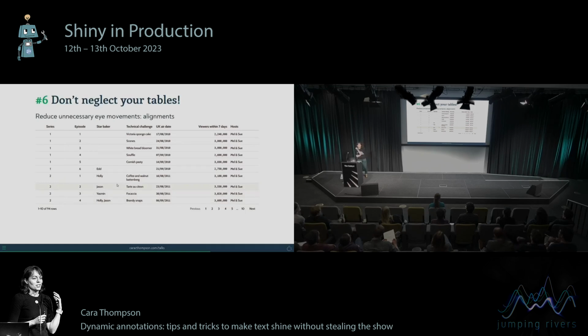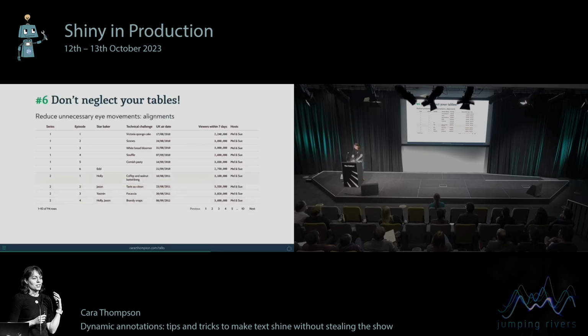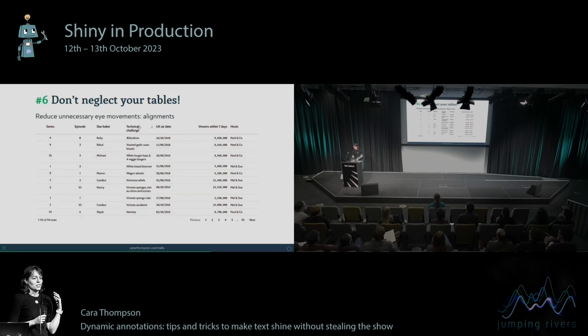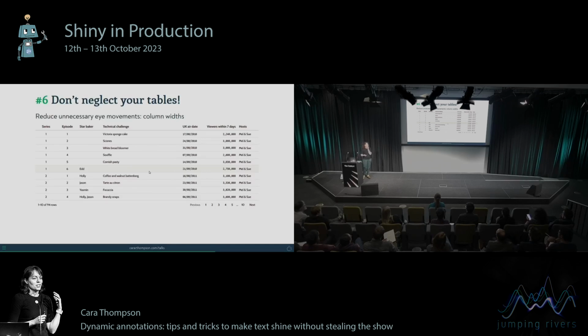Reduce unnecessary eye movements by aligning your text. Avoid wrapping stuff so that all the rows are the same. So if you have a look here, we can see that the coffee and walnut Battenberg takes up quite a lot of space in the table. And if we rearrange stuff, we've got row heights that keep varying. And again, that's forcing us to keep jumping between the things that we're looking at. So we're going to avoid wrapping stuff, but then the coffee and walnut Battenberg doesn't fit anymore. So we need to change our column widths and make sure that these work nicely.